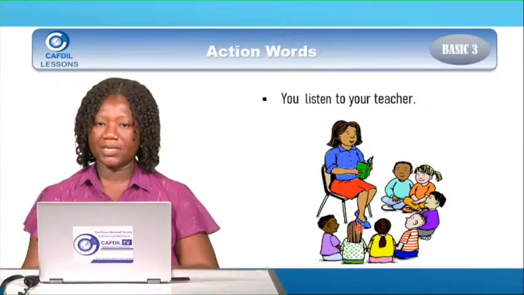What do you see in this picture too? Good. There is someone. This is a teacher, and there are children in front of the teacher. Let's describe the action of the children. What do you think they are doing? Of course, listen. That is the action they are performing. Listening to who? The teacher.